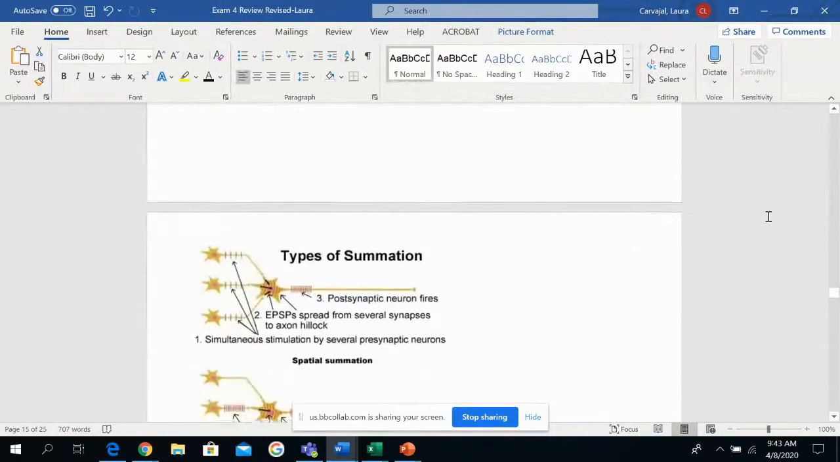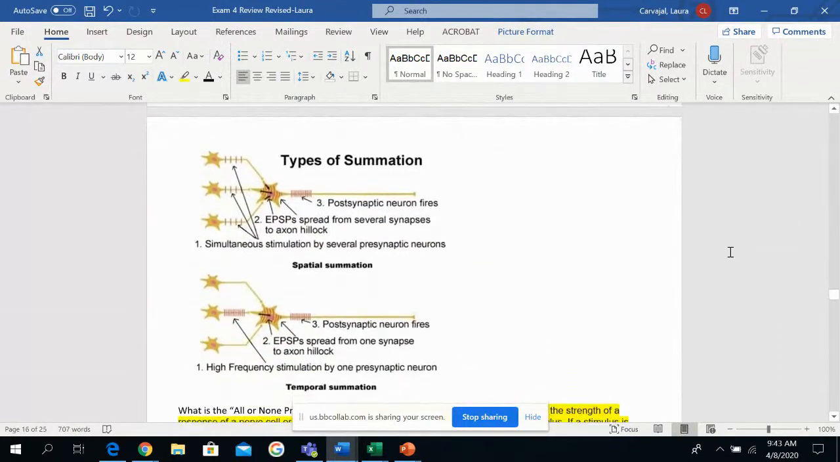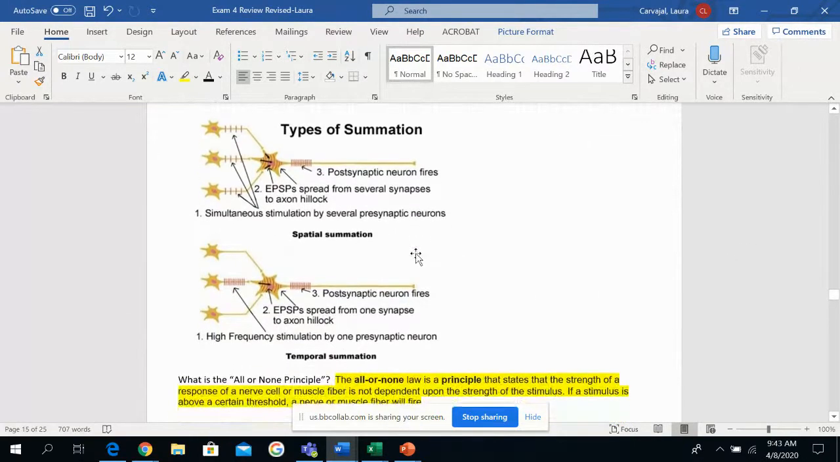What is spatial summation and temporal summation? Okay, so types of summation. Temporal summation, basically what happens is that one neuron is firing into this larger neuron, and it translates that signal over and it fires. So it's basically one-to-one, and it's the same magnitude. You see here how there's a high frequency, there's more little red lines, and there are the same amount of red lines.